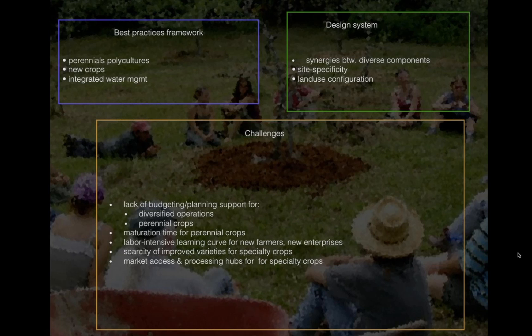And of course, there are all these farms out there that are setting an amazing example of different strategic pathways forward into diversification and how you can use these ideas in permaculture. But there are some very significant challenges that remain. There are very few budgeting and planning tools available for diversified operations, and very few likewise for perennial crops. And so when you get into a diverse operation that also involves perennials, the decision and planning support that's available drops to almost nothing.